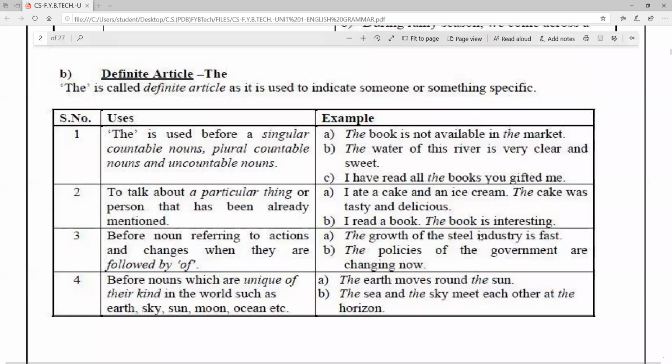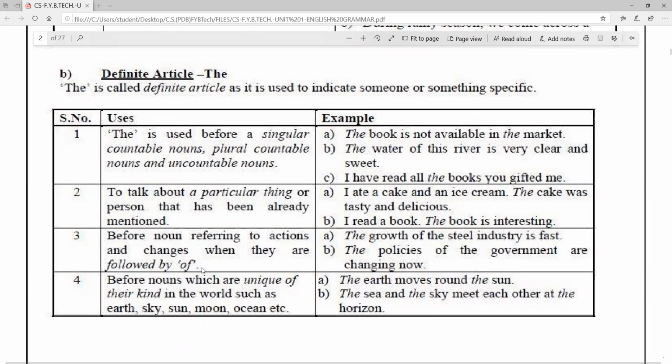Then the next one is: I read a book. The book is interesting. Here in the first sentence we have used a book, which might be any book. But when we are talking about that book in the second sentence, we have to give the reference of that book, and that's why we have to use the article before that book. I read a book. The book is interesting. Which book is interesting? The book that I read last night or some days ago. This is the second use. Then, before nouns referring to actions and changes when they are followed by of.